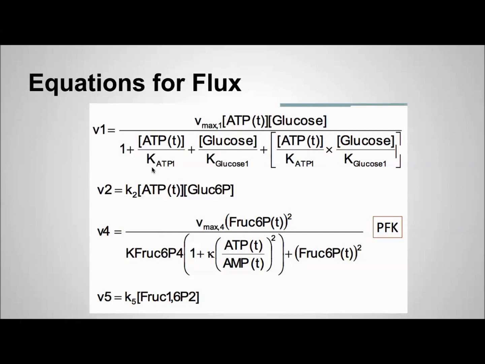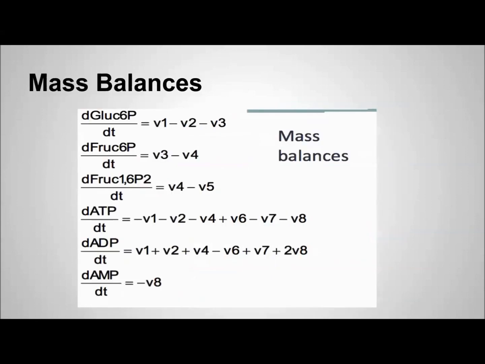These constants down here are the Michaelis constants. They represent the relationship between rate of reaction and concentration of a substrate, depending on the affinity of the enzyme for its substrate, and it's an inverse measure of affinity. So this is the affinity constant for ATP, glucose, and so on. I have exemplified here a couple of those flux equations.